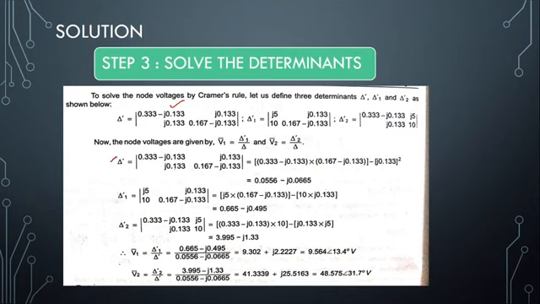Now calculate the determinant. What is del? Find what is del 1. Find what is del 2. Now V1 is nothing but del 1 by del, so divide the two values. We obtain what is V1. V2 is nothing but del 2 by del. Again divide the two values. We get what is V2.